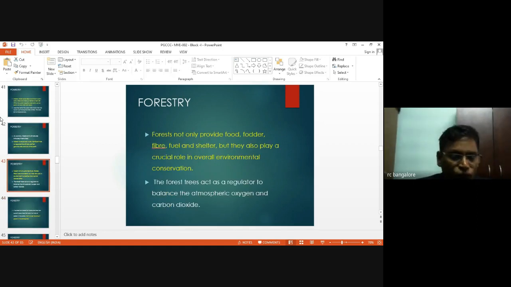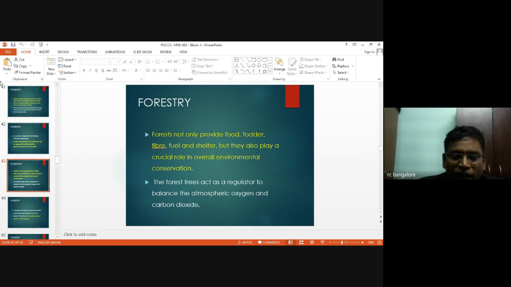Forests not only provide food, fodder, fiber, fuel, and shelter, but also play a crucial role in overall environmental conservation. Where there is forest cover, it gives food for the animals and human beings nearby, fruits and other eatables, mainly for animals and livestock. It also gives fiber and fuel. In rural or tribal areas, people use forest products as fuel, and shelter to live. So forest gives a wide range of benefits to animals, human beings and plants, which is why it plays a very important role in environmental conservation.